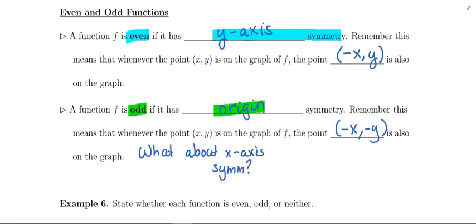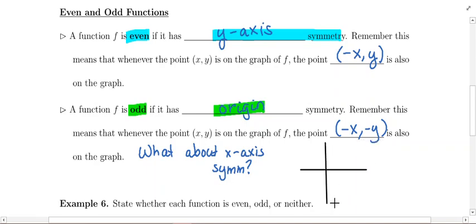So I am going to draw something random that has x-axis symmetry. Let me put the axes here. Here are my axes, and then I'm going to draw in a curve. Let me put it in green. Let's say we have a sideways parabola. So this graph has x-axis symmetry. If you folded the sheet of paper along the x-axis, then the top portion of the graph would lie on top of the bottom portion of the graph.